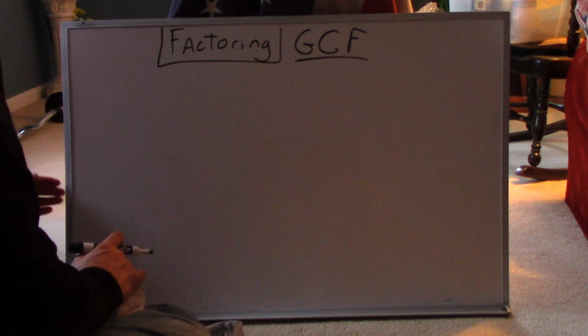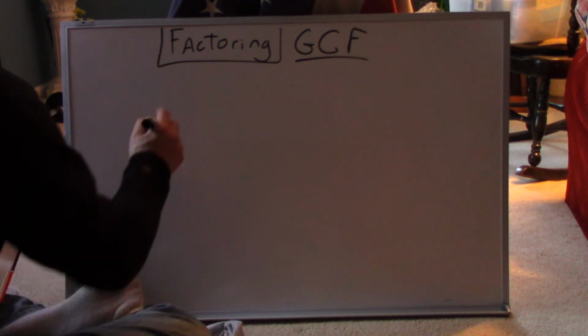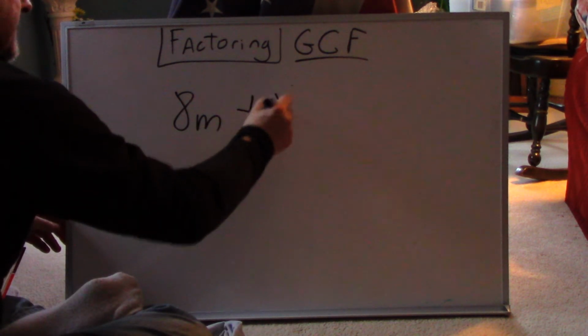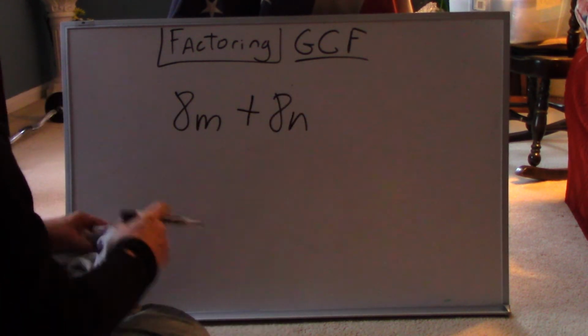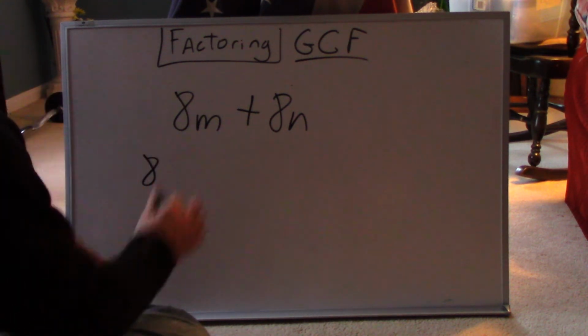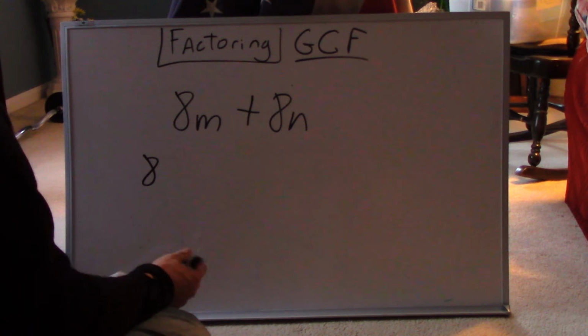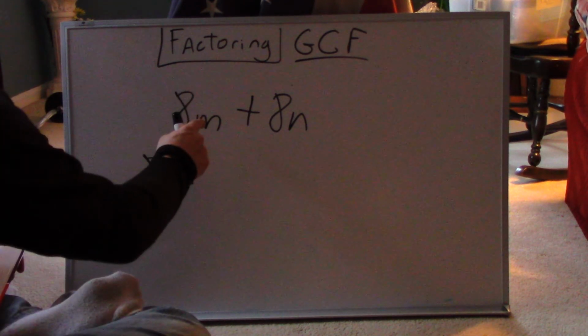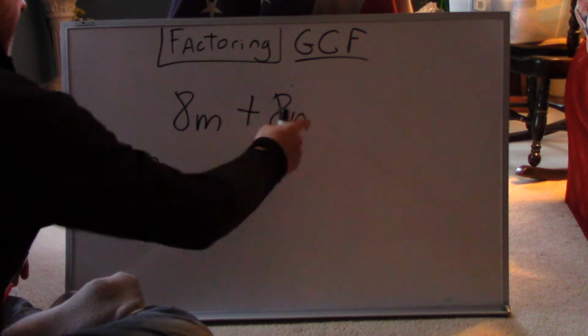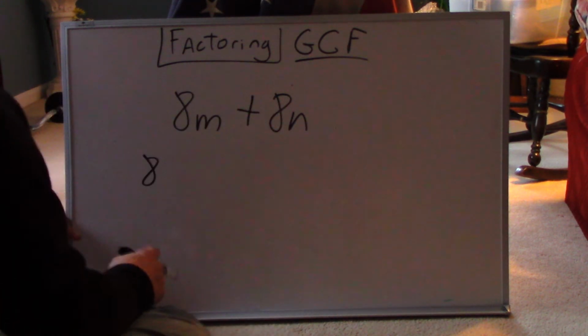All right, let's do another one. 8m plus 8n. Let's look at the number. What could go into 8 and 8? Obviously 8. What could go into m and n? Nothing, because m could go into m, but m can't go into n. And n can go into n, but n can't go into m. So therefore it's just 8.